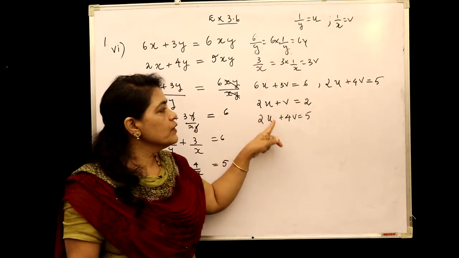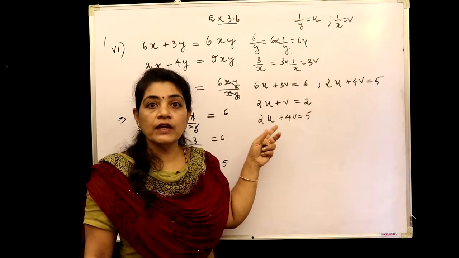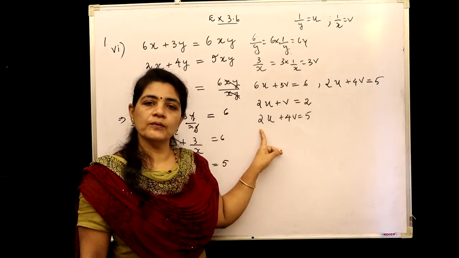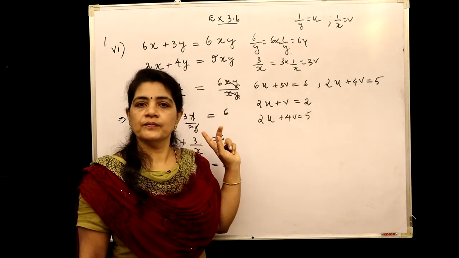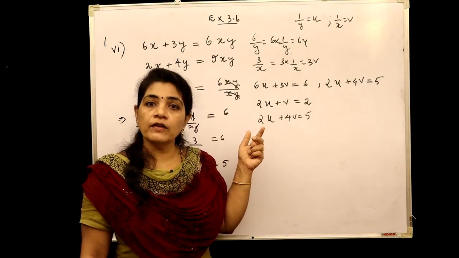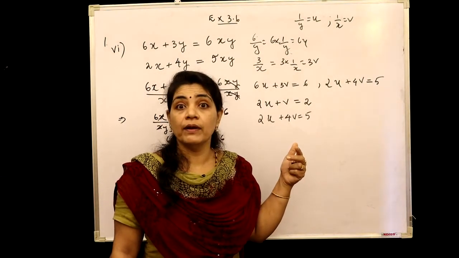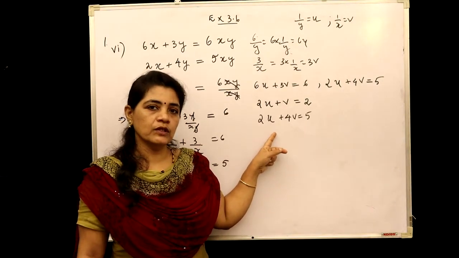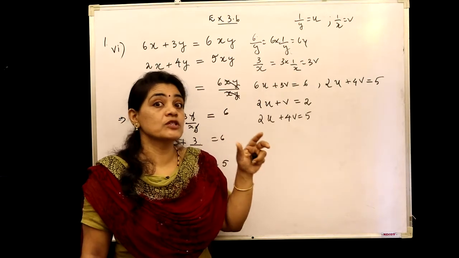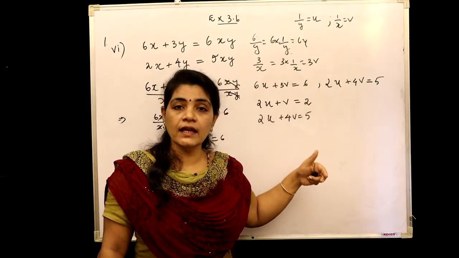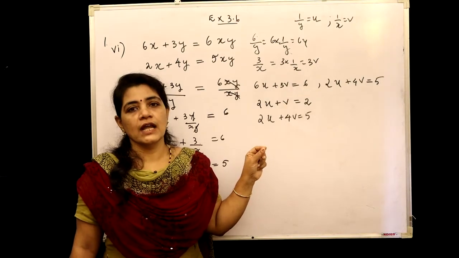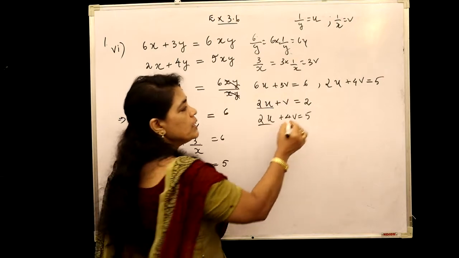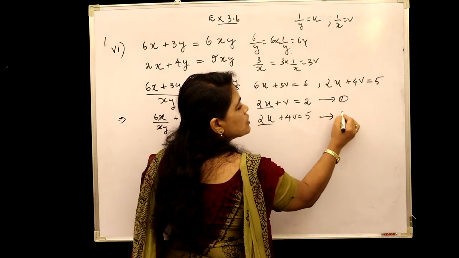Now see, children, without multiplication, we have both equations with the same coefficient of u, 2u and 2u. In the previous case, to make them equal, we multiplied the first equation by the coefficient of u in the second equation, and the second equation by the coefficient of u in the first equation. That step is not needed here. This is already in that form, both equations having the same coefficient, 2u, 2u. So let it be equation number 1 and equation number 2.